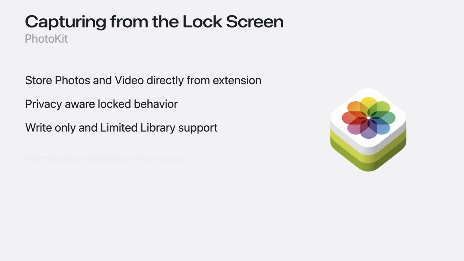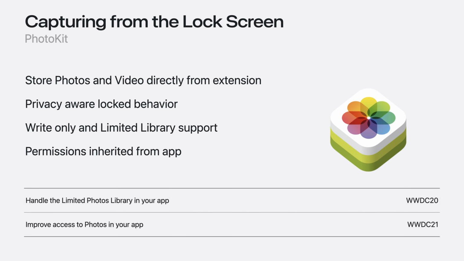Your extension inherits photos permissions from your app, so your extension should be prepared to handle any level of permissions for photo library access. If your extension needs additional permissions for photos, you can transition into your application to request them. We'll cover how to do that a bit later in this video. For more information on working with PhotoKit, you can check out these videos from previous WWDCs.